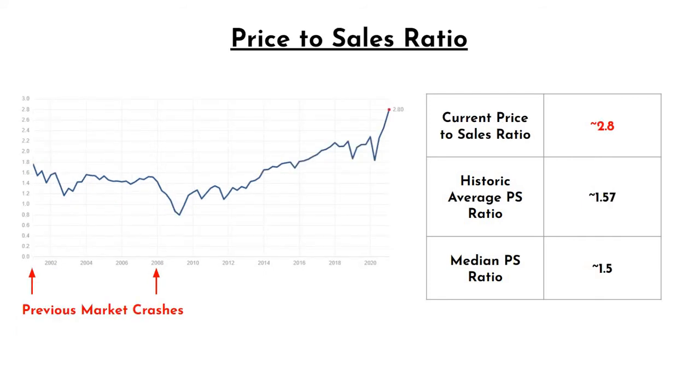Currently, the price to sales ratio for the overall market is about 2.8, and it is much higher than what was seen in the bubble of 2000 and 2008. Also, it is way above the historic average. Thus, all the four valuation metrics tell us the same story, that the market is currently in a significantly overvalued zone. Now let us try to understand the cause behind this overvaluation.